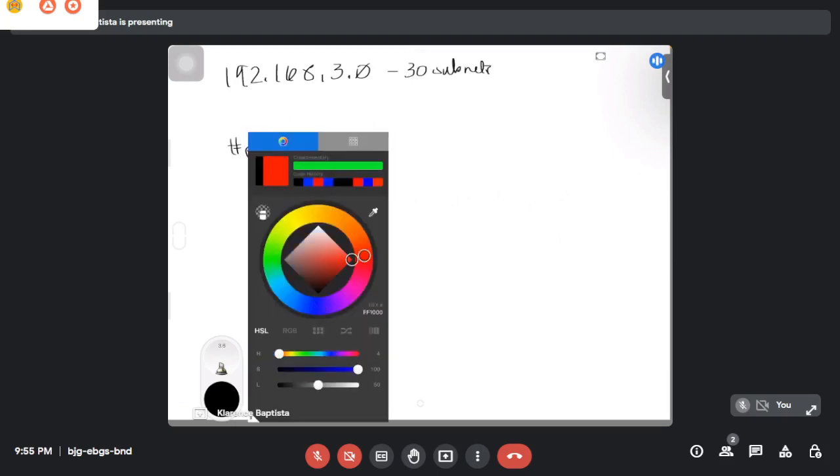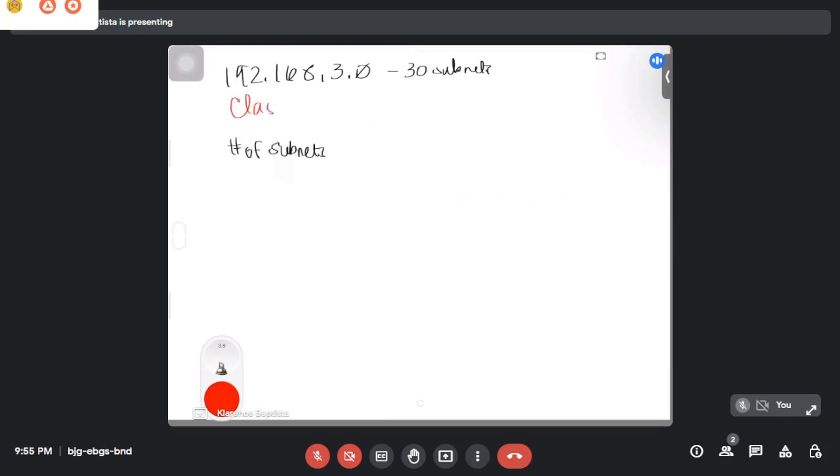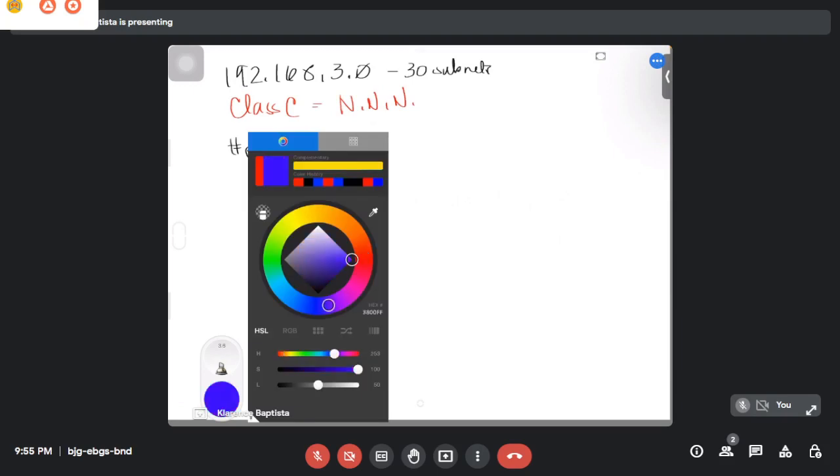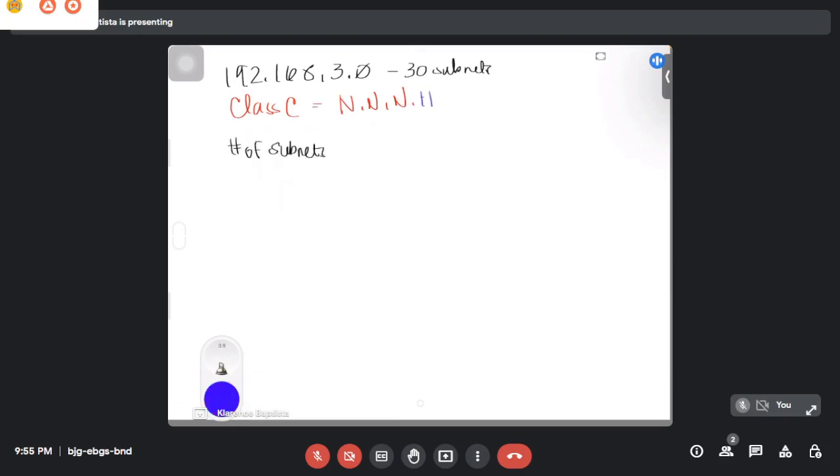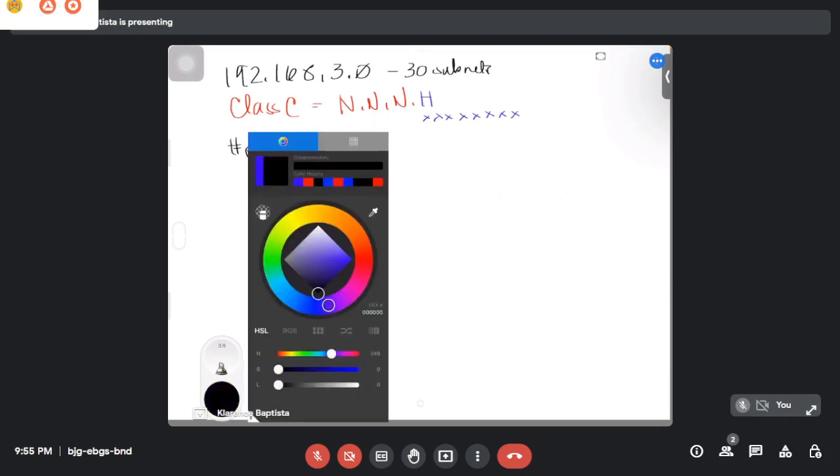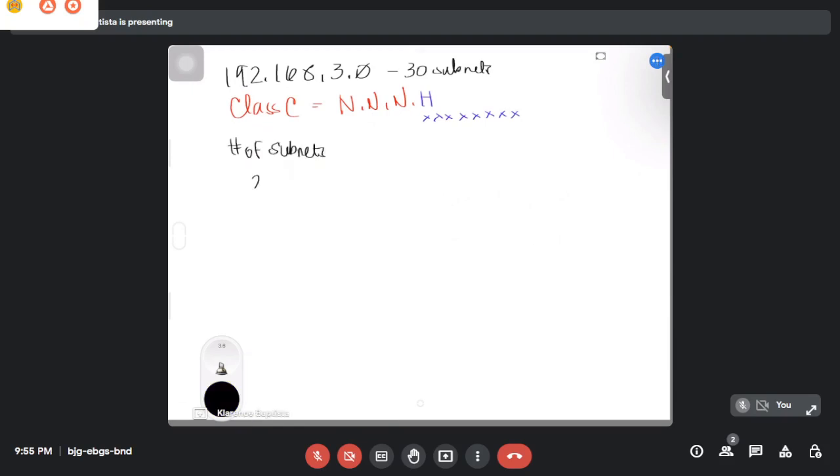Now, since we classify this one as class C, this is network.network.network.host, wherein the host is 1, 2, 3, 4, 5, 6, 7, 8 bits for the last octet. So, kunin natin, number of subnet, 2 raised to n minus 2 greater than equal to 30 subnets.